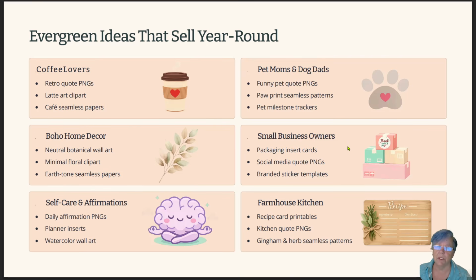Small business owners, don't sleep on small business owners. Especially on Etsy, handmade sellers, if they are shipping product, they love to include thank you cards, social media information cards, where they can be found other than Etsy, stickers, things like that, to just set their packaging apart from everyone else. So you could absolutely do things like that, or social media quote PNGs.